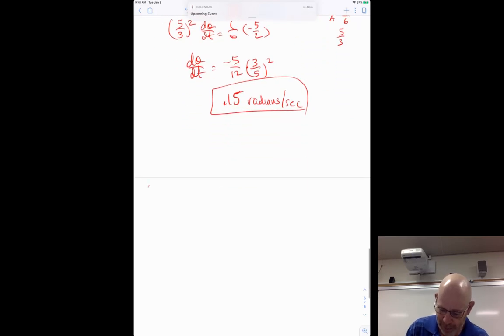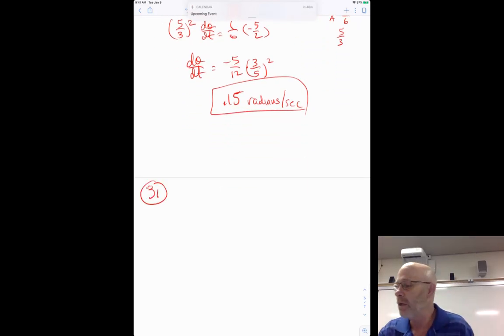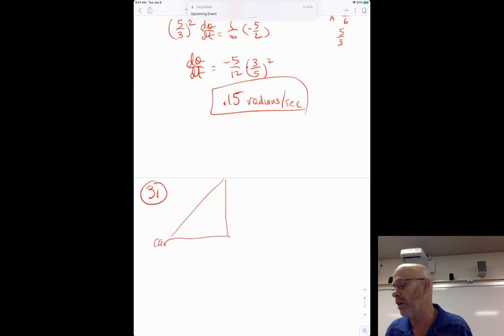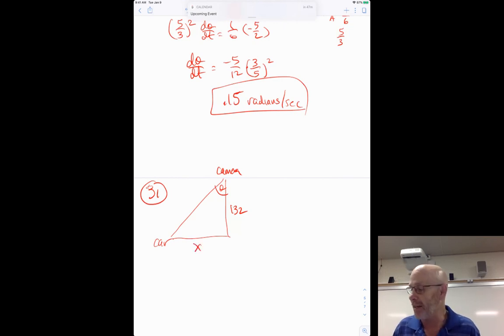Last one, problem number 31. We got a moving race car. We got this little picture here. Let me draw it. So we got a car here. Sorry for my bad picture. I can't draw cars. This is 132 feet, and there's a camera up here. And then there's this angle theta. And 31 says, you're videotaping a race from a stand 132 feet from the track, already drawn in, following a car that is moving at 180 miles per hour. So we're going to call this x.